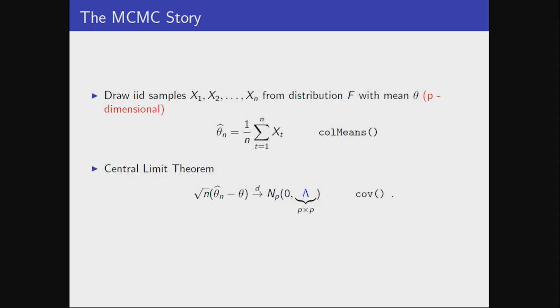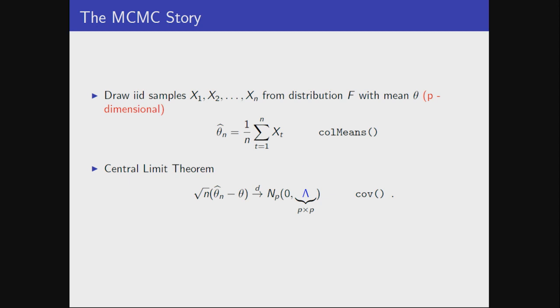And so I go to my favorite theorem, which is the central limit theorem, right? And say that there's going to be an asymptotic error, and that's the covariance matrix lambda. And I want to be able to estimate that so that I understand what's the error in my estimation, right? And in R, we would do that using cov, okay? Now, this is not the MCMC story. This is the Monte Carlo story.